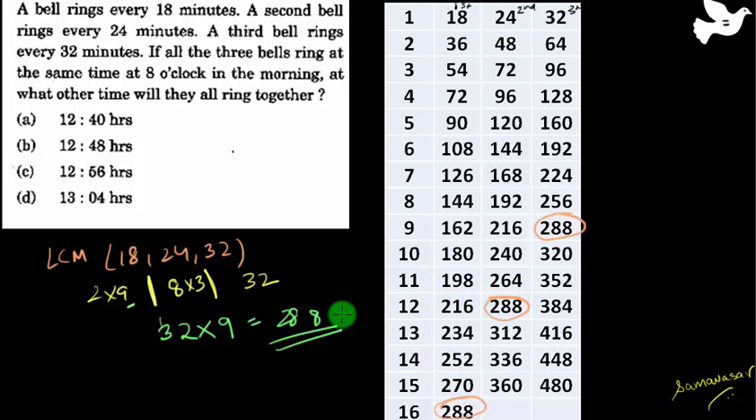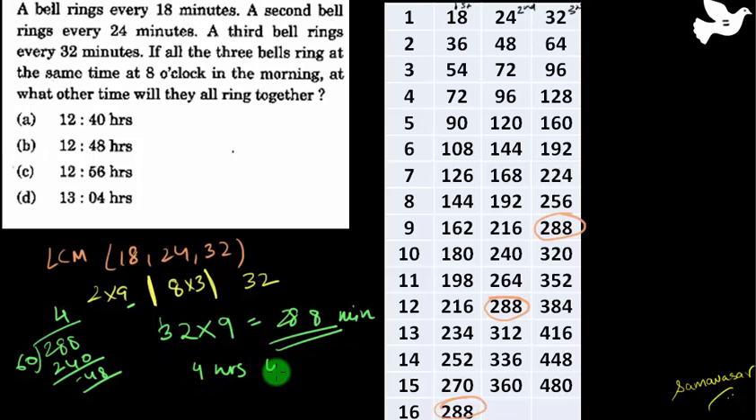Now 288 is the minutes. I'll have 288 divided by 60. I'll have 4, that is 240, and 48, which means it is ringing after 4 hours 48 minutes. In this case, we can see 8 o'clock was the initial time. 8 plus 4 hours is 12. 12 hours 48 minutes is the right answer. This is how we solve this question.